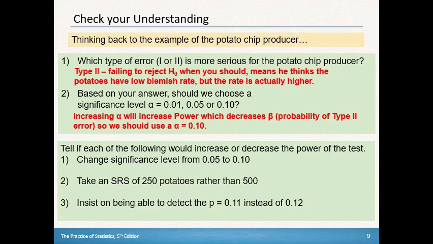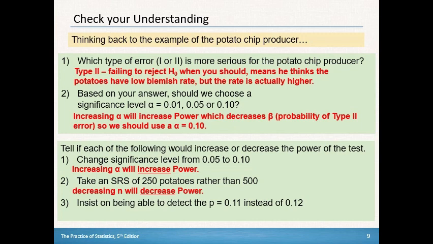Tell if each of the following would increase or decrease power of the test. Okay, so 1, changing the significance level from 0.05 to 0.10. All right, so that's an increase in alpha level, so that will increase our power. All right, taking a simple random sample of 250 potatoes rather than 500. So that is decreasing our sample size, so that is going to decrease the power of the test. So we would rather have higher sample sizes to increase our power.